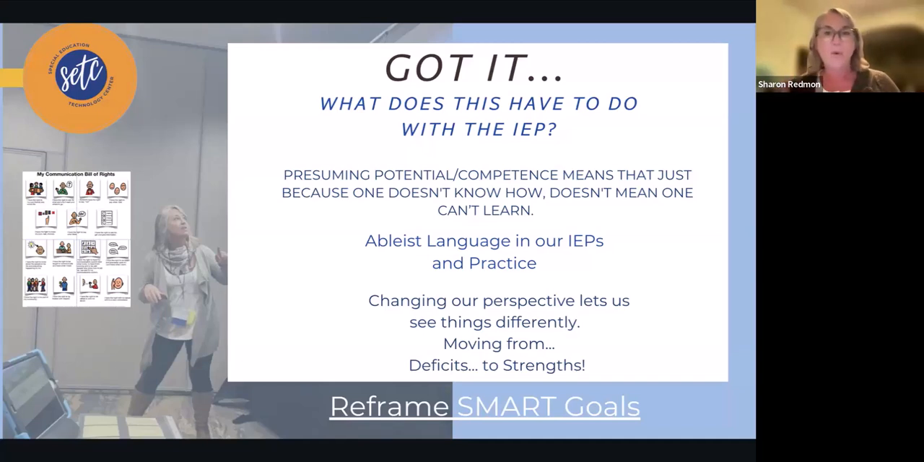We really looked at what presuming potential and competence meant. We really looked at the different practices we were doing and how we could change that away from an ableist or deficit model, right? So it's just having these conversations, and they can be hard. They can be hard to have with yourself, and they can be hard to have with others.